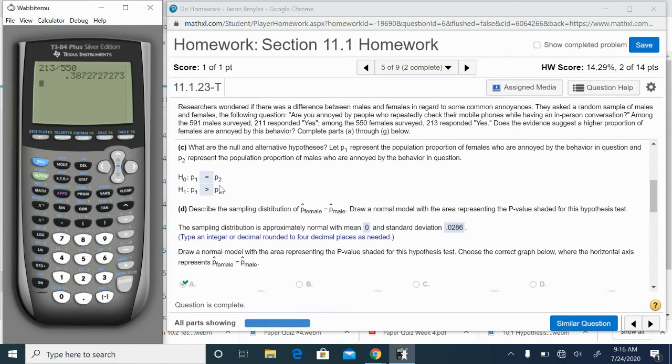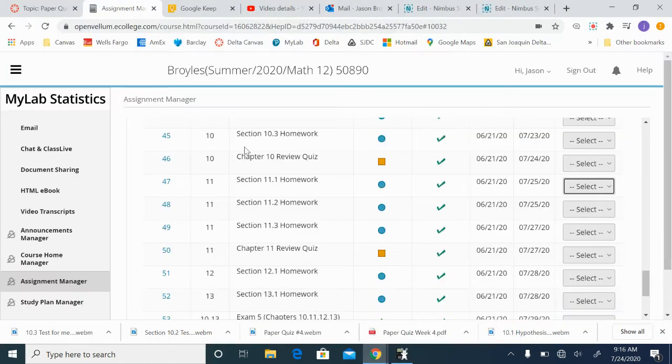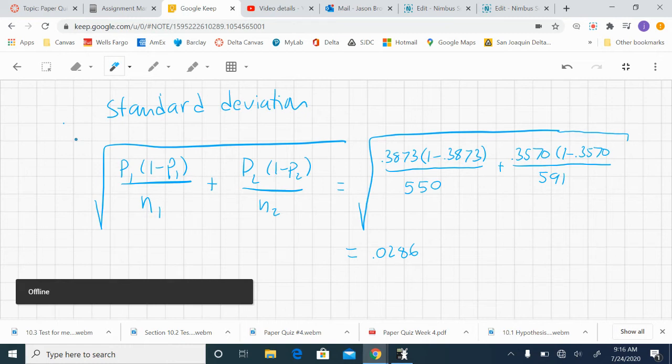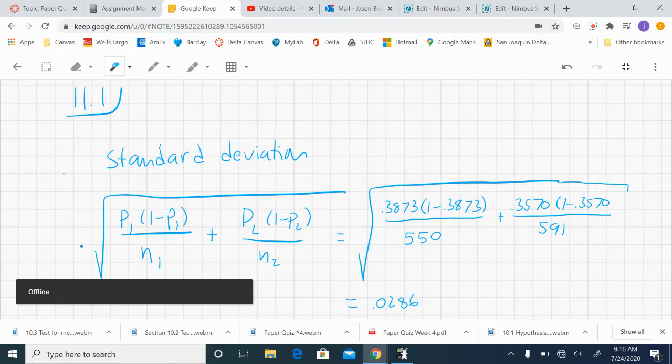This, I think, is probably where you're going to have the hardest trouble on this problem: the standard deviation for these two proportion problems. Let me show you what this looks like. The formula for this is right here. So it's this big square root problem. It's given in the section as well. So all of this is the formula, that big square root.